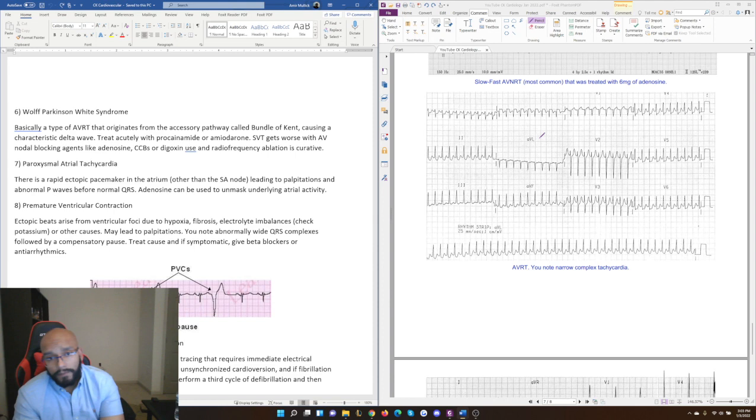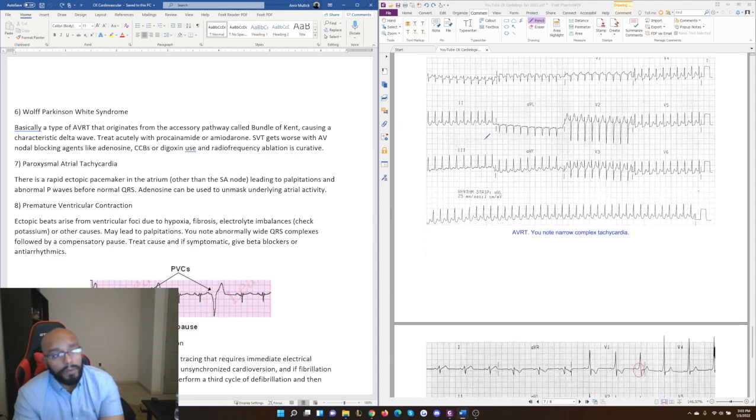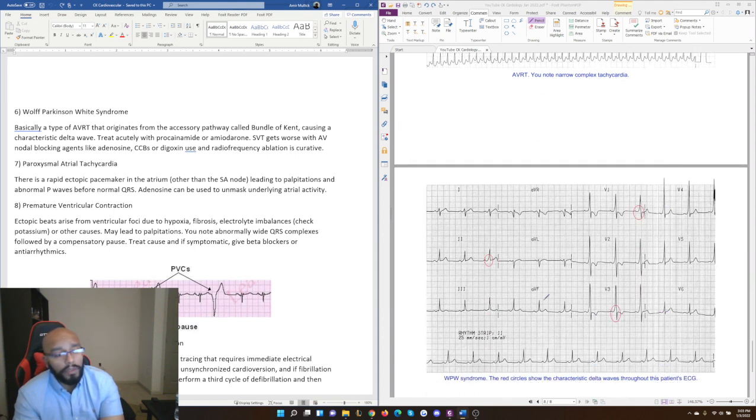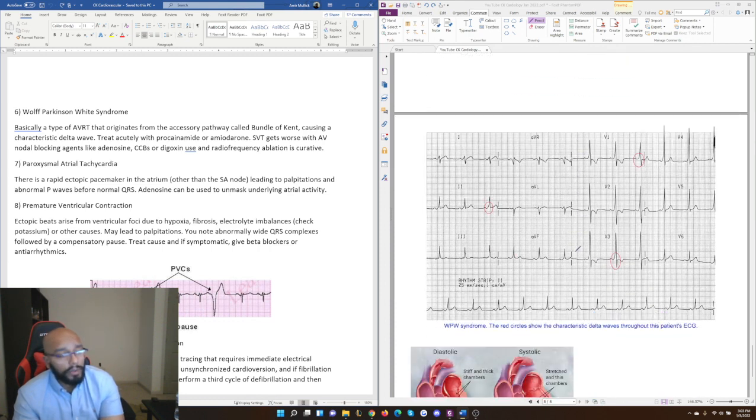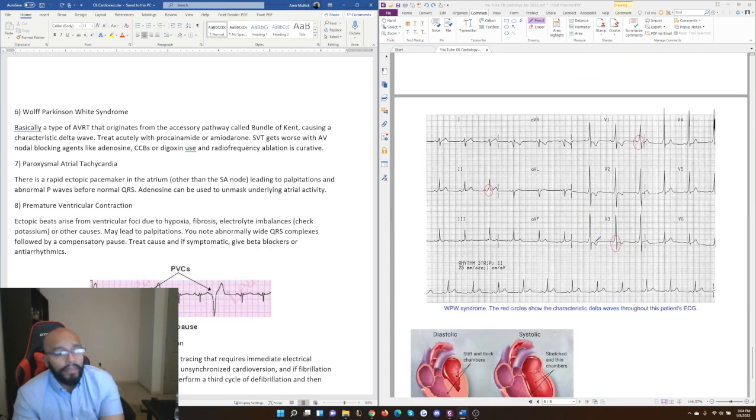Okay, so here this is Wolff-Parkinson-White syndrome, where you're not seeing the AVRT type of narrow complex tachycardia. Right? This is the difference between AVRT and WPW, which is a type of AVRT. AVRT looks really crazy, super tachycardic. WPW, it's not that tachycardic. The red circles show the characteristic delta waves throughout the ECG. Right? You have a slurring. It's not a sharp rise. And the most significant thing is that the PR interval is too tiny.